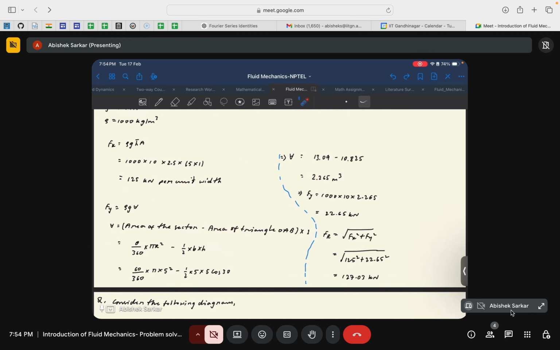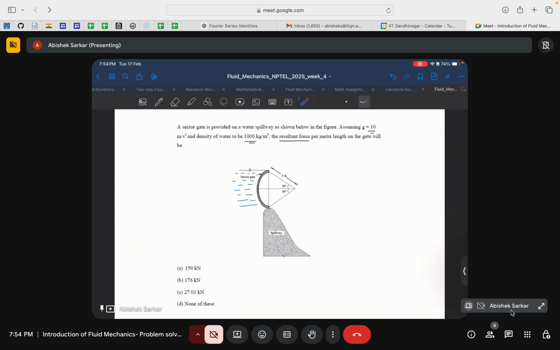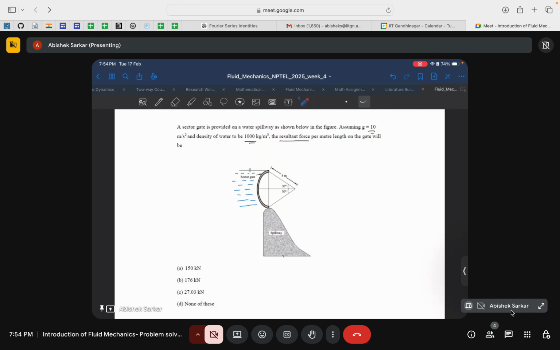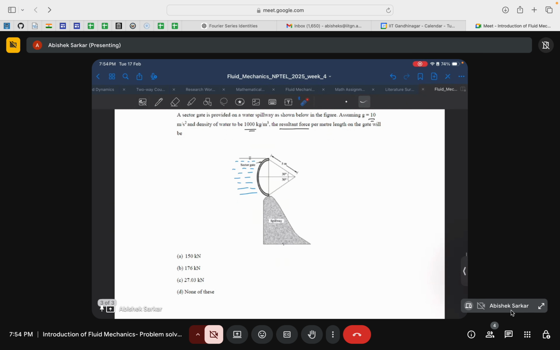So if you find the resultant force, you will get Fr as the square root of Fx square plus Fy square, or 125 square plus 22.65 square, so Fr is 127.03 kN. Okay, I hope this is clear. So if you look into the options, 127.03 is not an option, so the correct answer is none of the above.